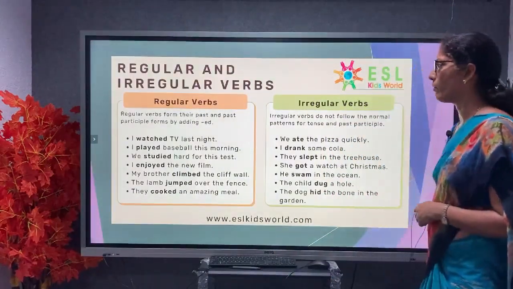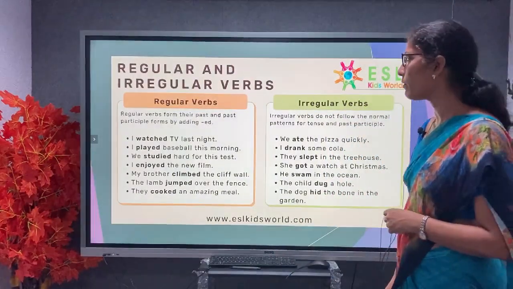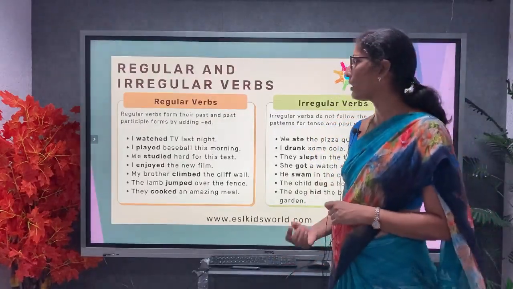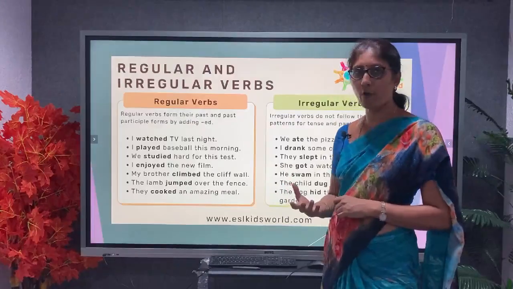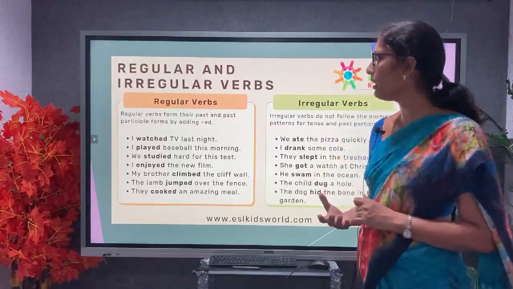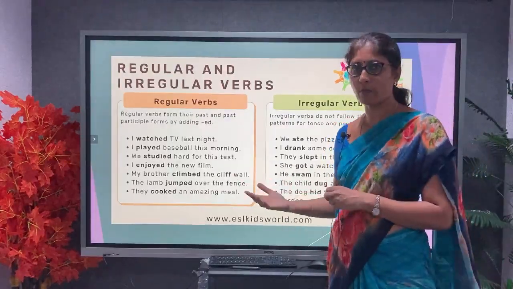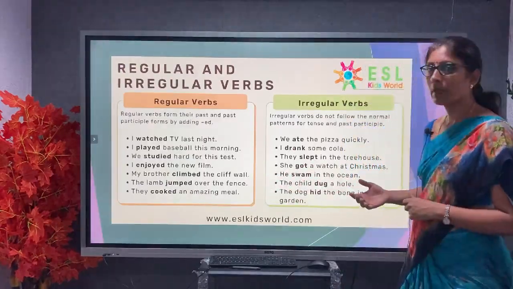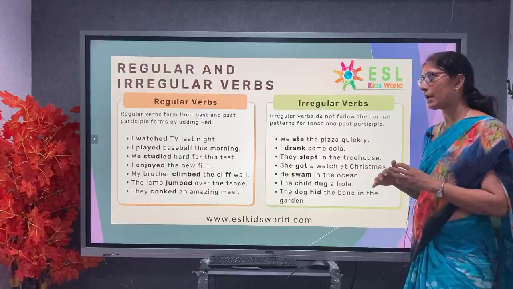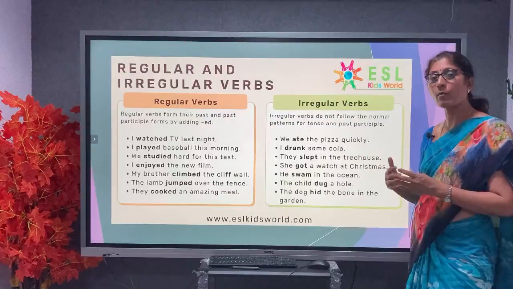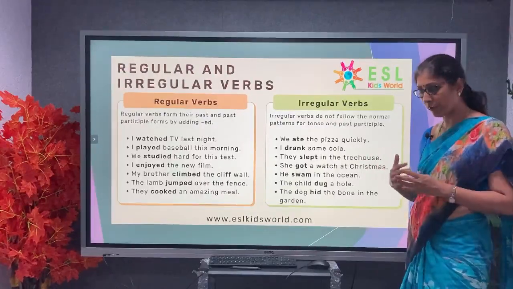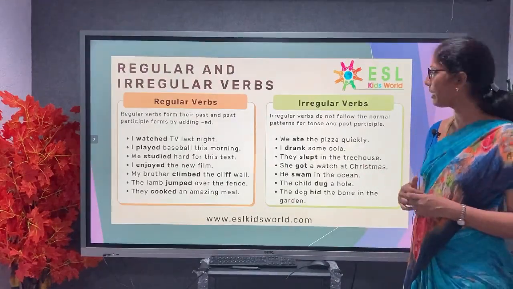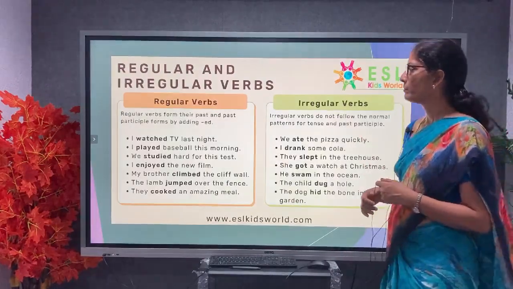Regular and irregular verbs. So what does regular verb mean? If ed is added to the infinitive form of the verb, then we will get the other forms. Okay, they are all regular verbs. When the verb takes another form, not a regular form, like by adding ed, if we don't get the past participle and simple past, then it is an irregular verb.